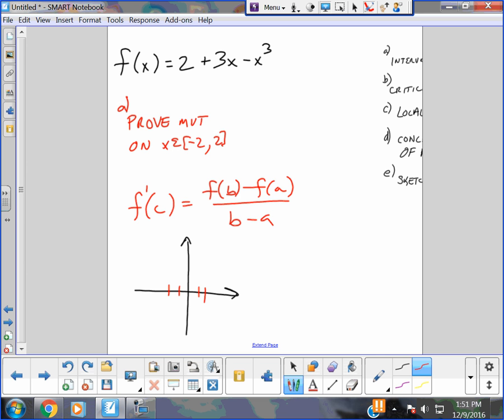I plug in -2 into the function. I get 10 minus 6. I get 4. So this point is (-2, 4). I plug in 2. I think I get 0 when I plug 2 in. I get 8 minus 8.